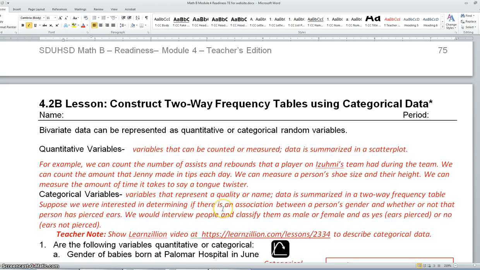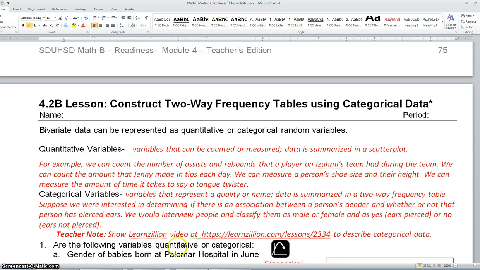So hopefully you watched your first video, which was this one right here, the Learn Zillion, describing categorical data. And now we're going to go ahead and go through your 4.2b lesson and answering these questions. So I'm going to do this just basically by going through this answer key that you see here. Okay, so are the following variables quantitative or categorical?